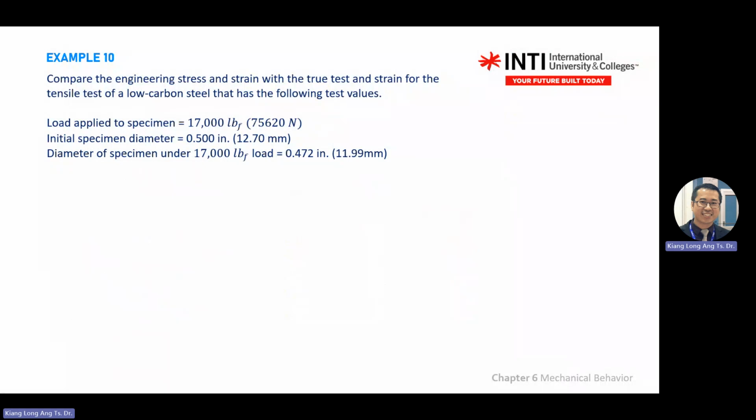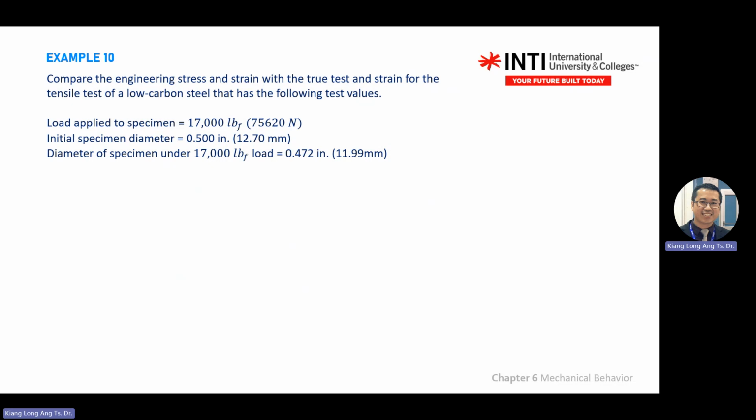Okay, we'll go a little bit more. Compare engineering stress and strain with the true stress and strain for the tensile test of low carbon steel with the following data. You are given the load in Newtons, and the initial specimen diameter is 12.7 mm or half inch. Compare the engineering stress, so you calculate the engineering stress first. Engineering stress equals force divided by area.